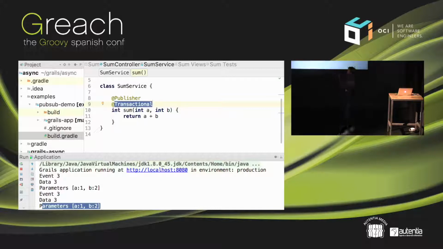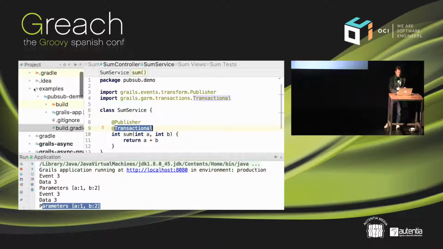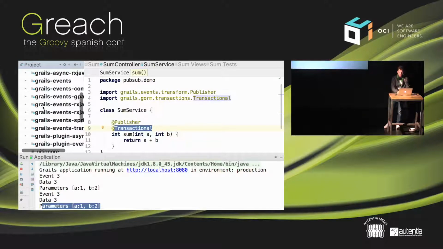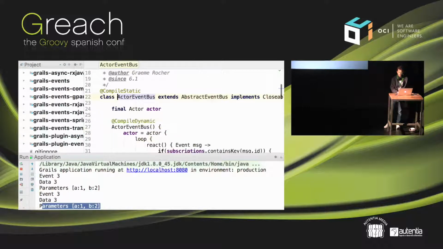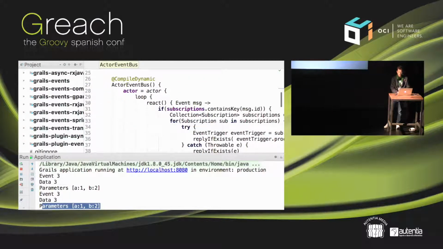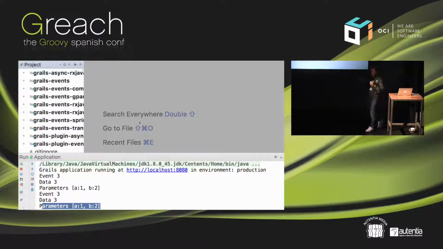And it's doing it all through our AST transformations. There are no proxies. There's nothing special happening here. It's transforming your code and setting up the right structure to make this work seamlessly. And there are no references to any third-party frameworks. In this case, I'm using RxJava, but I can swap it out for GPars. In GPars, there's an actor event bus implementation that uses an actor and an event loop to build out the same kind of logic process, but for GPars. So you can swap out and use an implementation that makes sense for you.